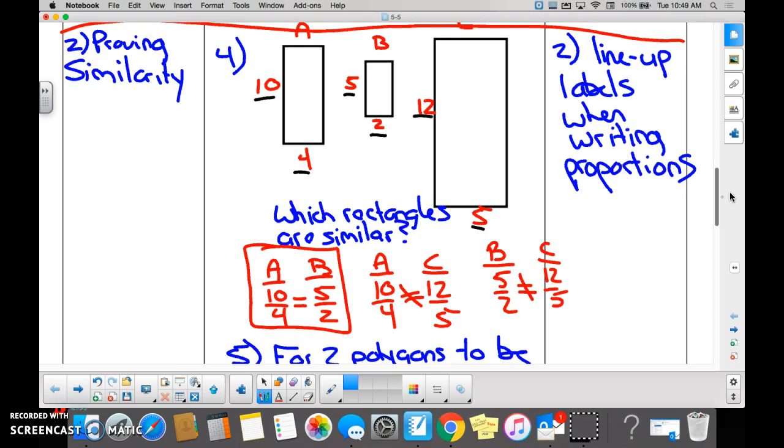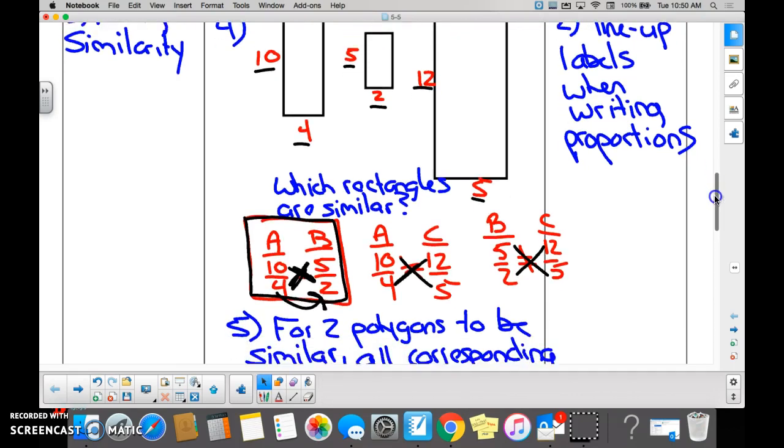We figured out that A and B were similar, and it's not really the answer, but it's the proof. You told me that the cross products of 10 and 2 is 20, and the cross products of 5 and 4 is 20. You also told me that 10 fourths reduces down to 5 halves. Are these cross products equal? Yes or no? No. Are these cross products equal? No. So obviously rectangle A is similar to rectangle B.